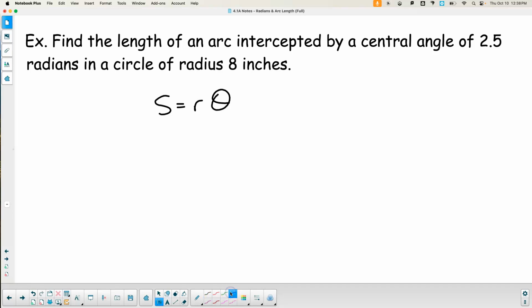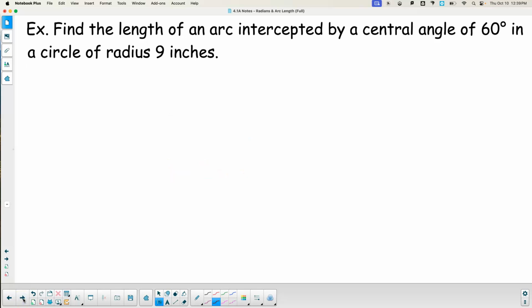Radius is 8. Central angle is 2.5 radians. So I get the arc length is 20 inches. Agree? Go for that one.